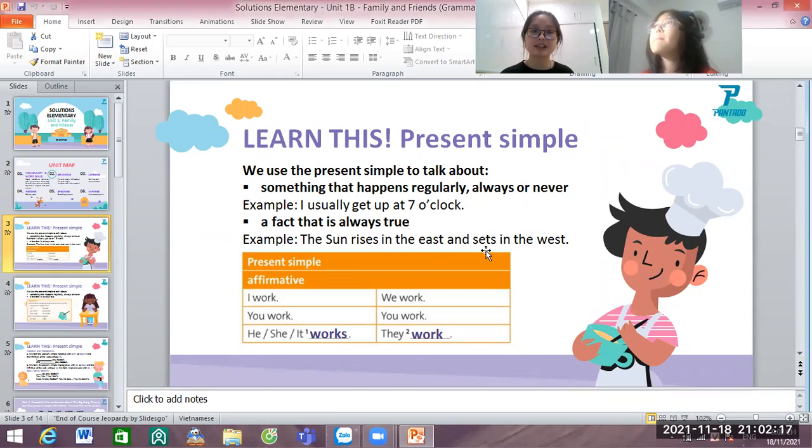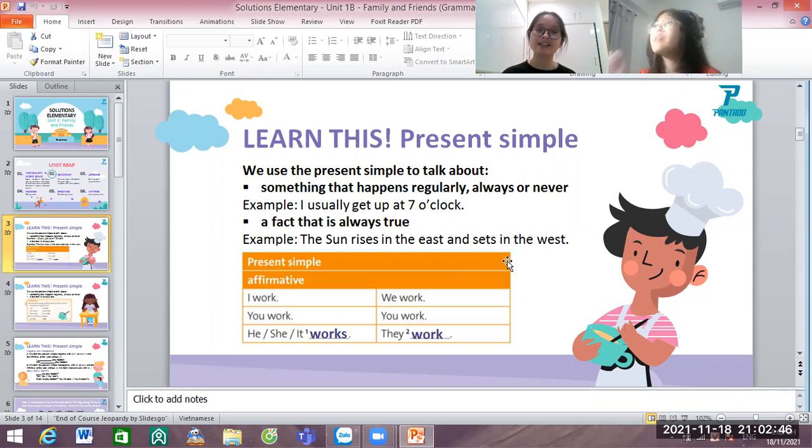We learned about how to use the present simple. The second one, we talk about a fact that is always true. It is true already. For example, I would say, the sun rises in the east and sets in the west. Do you know what this means?